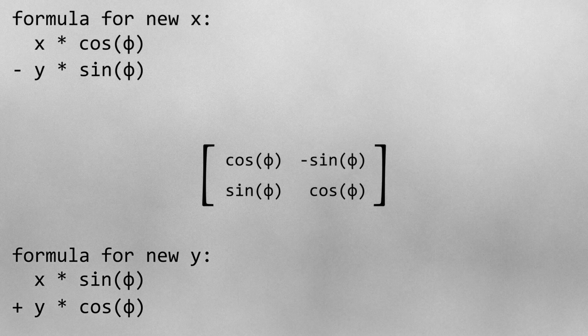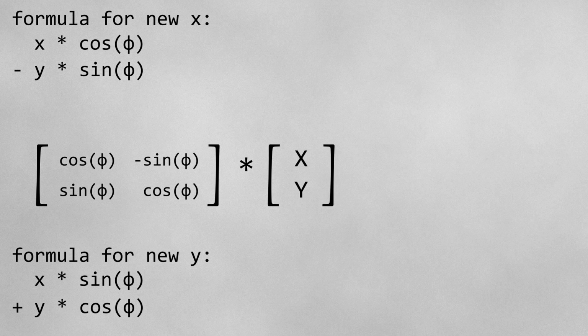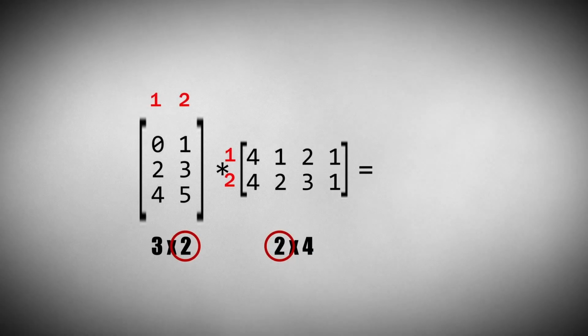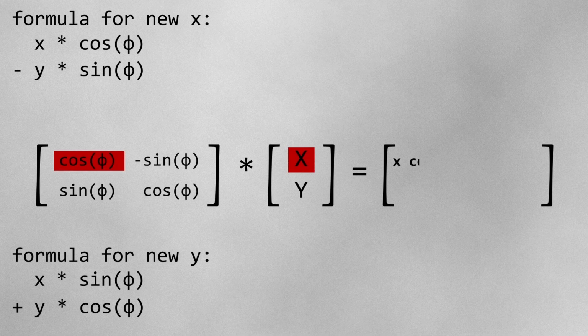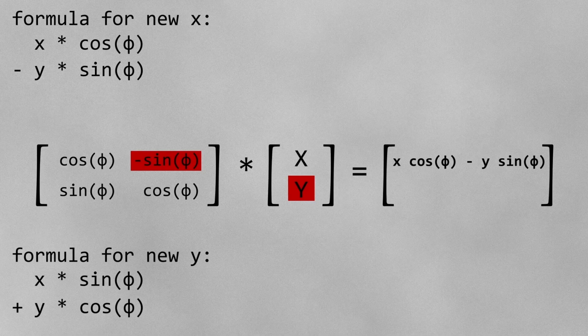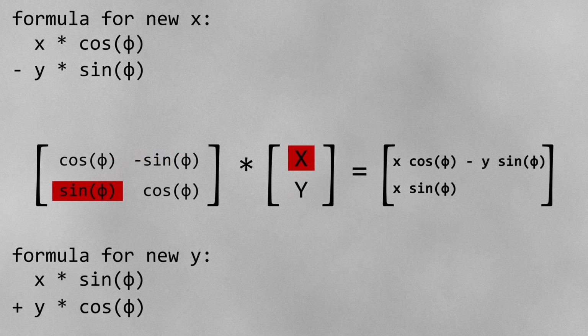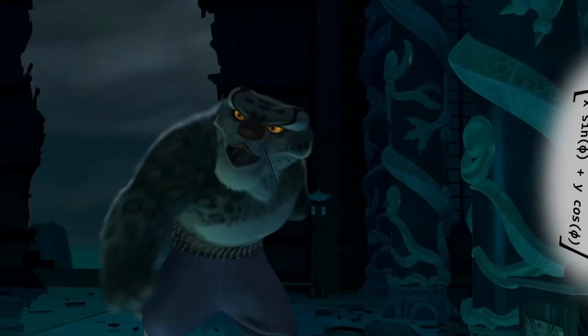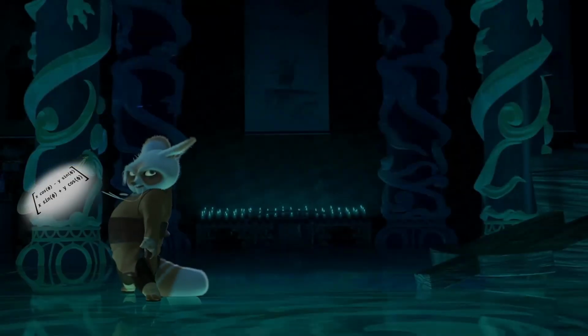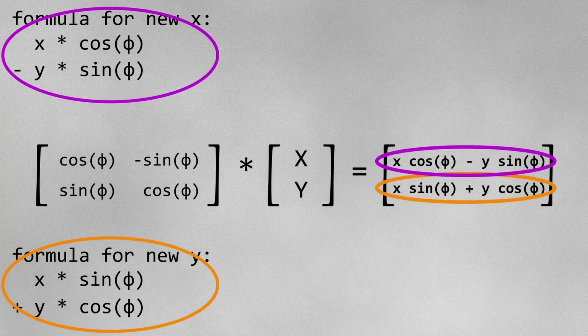But now let me show you something. Let's take this matrix right here and let's multiply it with a point. If we remind ourselves of how matrix multiplication works, we get the following 2 by 1 matrix. First entry of the left row times the first entry of the right column, plus second entry of the left row times second entry of the right column. Now tell me, does this look familiar? Does this look familiar, Shifu? If you compare the x and y values to the formula for rotating points, then you realize that this matrix is essentially doing exactly that for us.